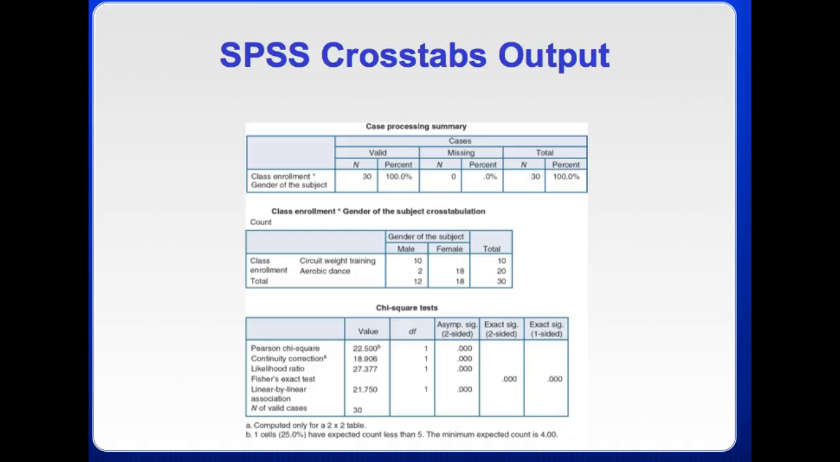So here's SPSS, which is a statistical research package. Crosstabs output. So you've got class enrollment, what type of class it is, and then they ran a chi-square test to see the correlation between the type of class and the gender.